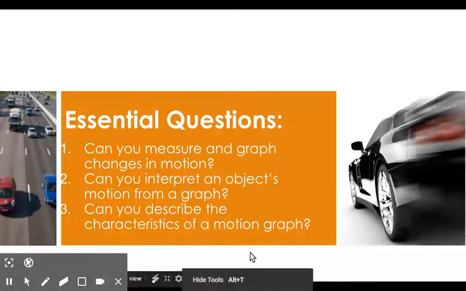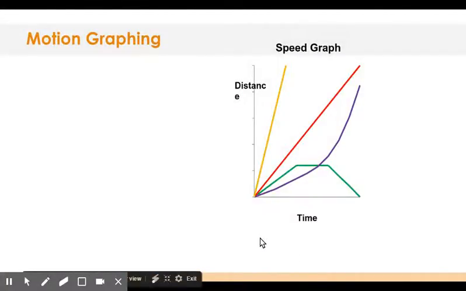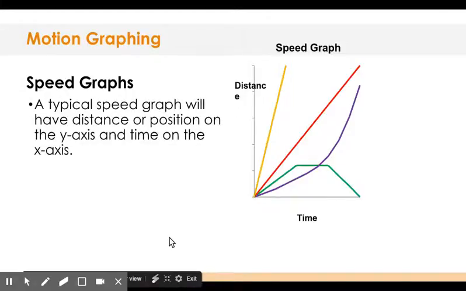And so I'm going to go ahead and click me away, and then we'll keep going through this graph. You see these are several different types of speed graphs going on here. There's some constant speed in these straight lines. There's changing speed in these two that curve. A typical speed graph will have a distance or position on the y-axis and time on the x-axis. Remember, any line graph is a change over time, and so time's always going to be on the bottom there.